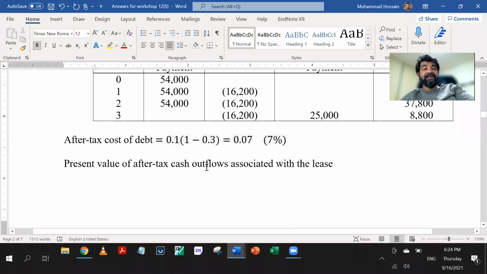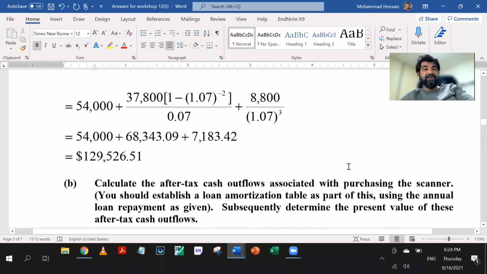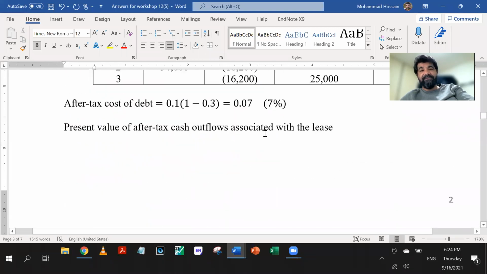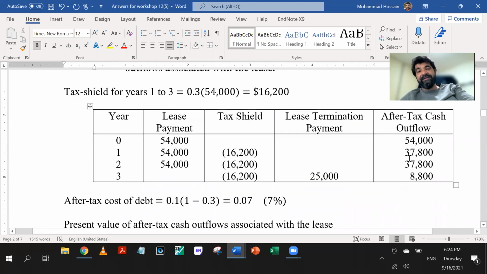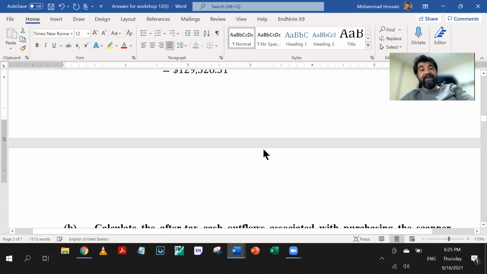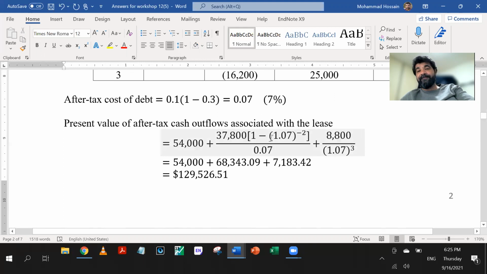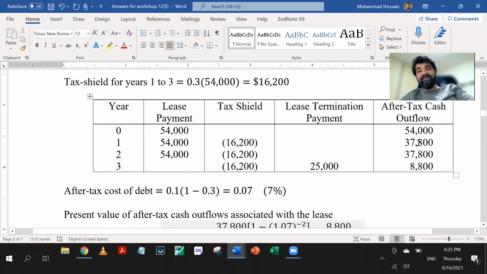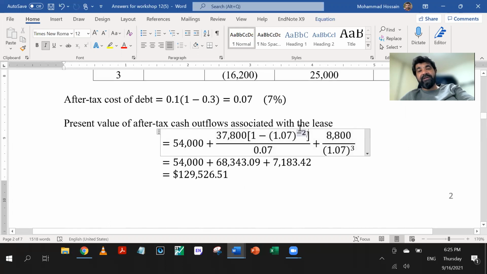Okay, so the present value of the after-tax cash outflow with the lease will be how much? It will be this one. First year is 54, second year is 37.8, 37.8, divided by 1 plus 0.07, 7%. That's how they calculated this. And why is it 2? It is 2 because we have 2 years with the same figure. That's why they have applied the annuity equation. Okay, so 2 years, 37.8, 37.8.